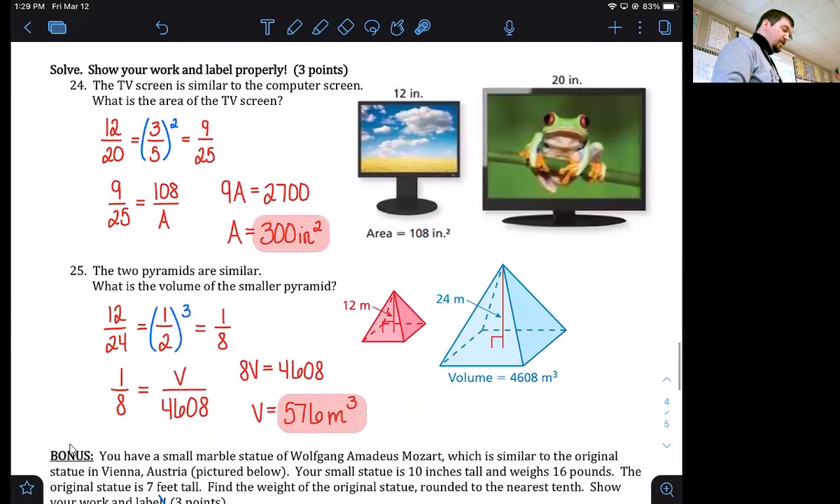Number 25, they're asking you to find the missing volume. The side length ratio is 12 to 24. That's 1/2. Because it's volume, we have to cube the ratio, not square it. That's going to give you 1 to 8. And then we use that ratio to find our missing volume. And that's going to give you 576 meters cubed.